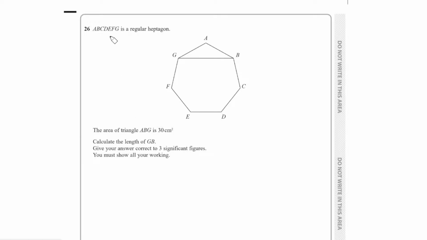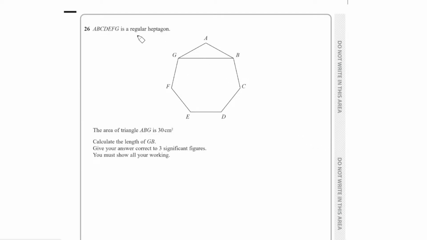So we've been given a regular heptagon. The area of triangle ABG is 30 centimeters squared. So this top bit here. Calculate the length of GB. So just that one. So they've created a triangle.